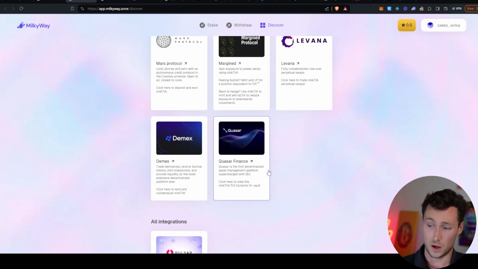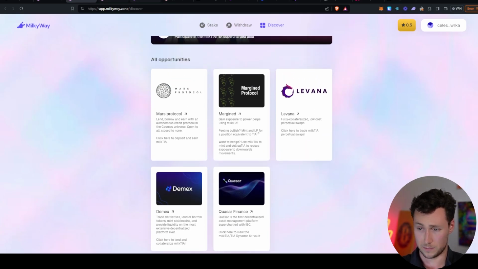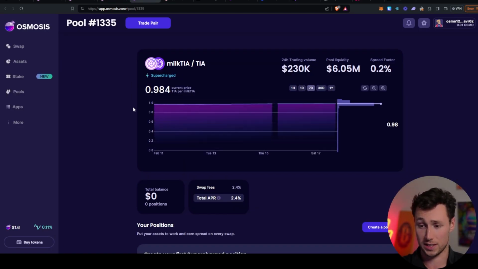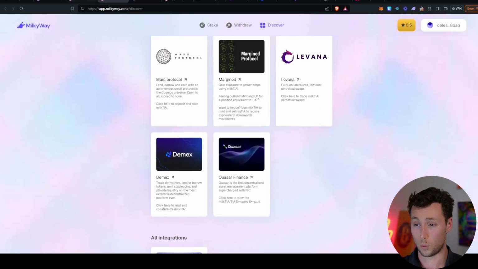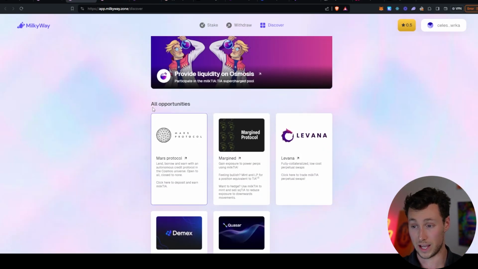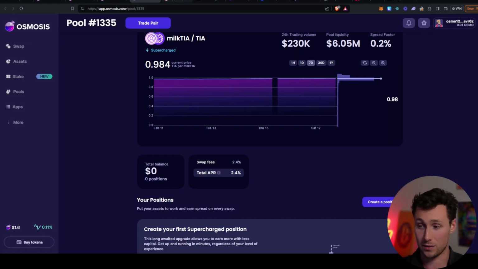And all of those are slightly different. You have Osmosis, which is the leading decentralized exchange in Cosmos, and it's the decentralized exchange that the Osmosis network that MilkyWay is on is built around. And so if you go on here, you can provide liquidity between milkTIA and TIA, and you'll earn total APR, and then you'll also get 1.2 points per day for all of the milkTIA that you have in that pool.